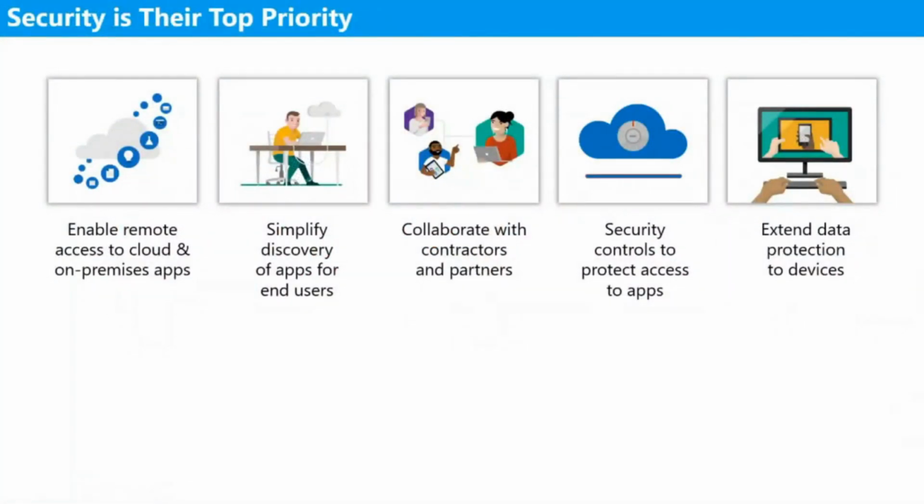However, while providing convenience to the users, security is a top IT priority. They want to ensure remote access to cloud and on-premise apps is secure. Second, they also want to simplify discovery of apps for users. You want to ensure the user experience is good, and they also want to provide a way to carry out productive work by collaborating with their contractors and partners.